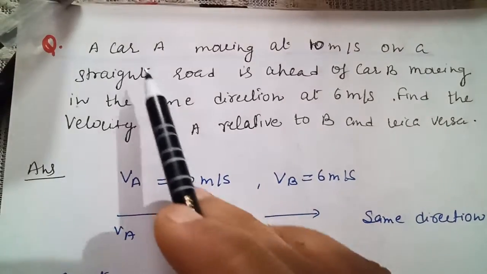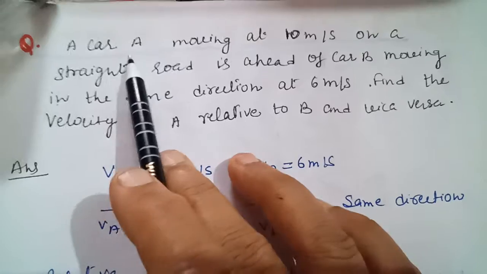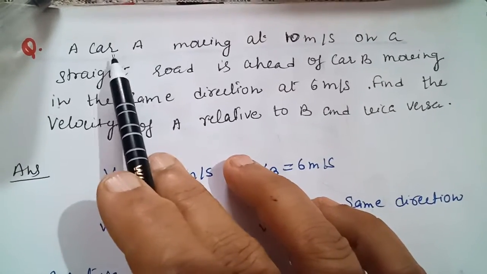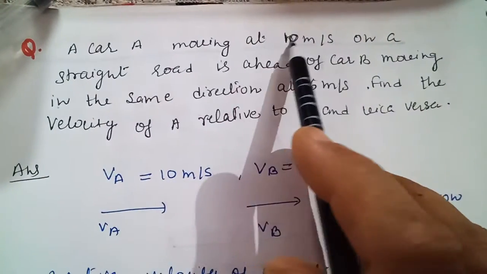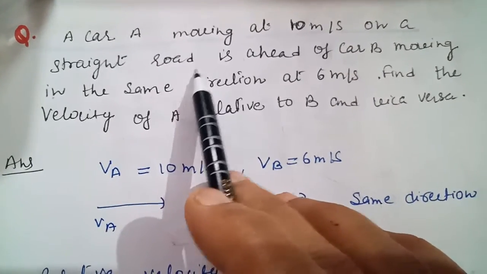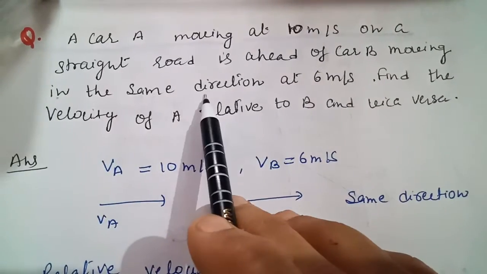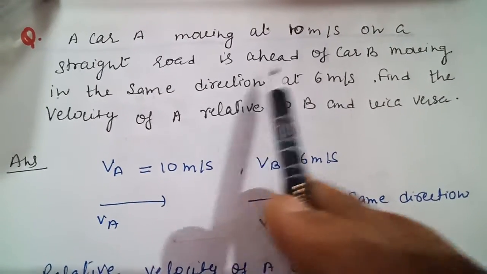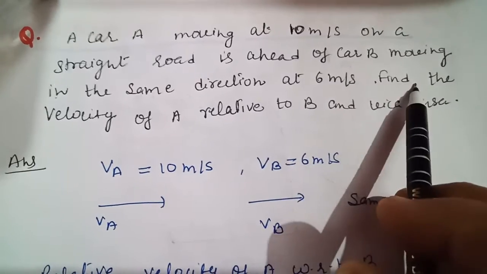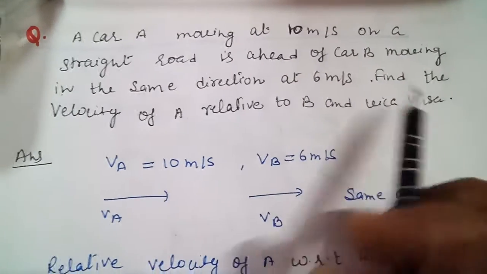Children, this is one question I have taken for the concept of the relative velocity. The question is that a car A moving at 10 meter per second on a straight road is ahead of car B moving in the same direction at 6 meter per second. Find the velocity of A relative to B and vice versa.